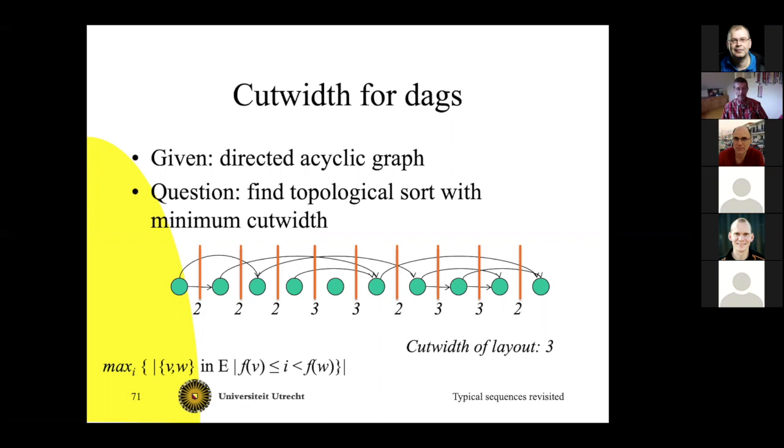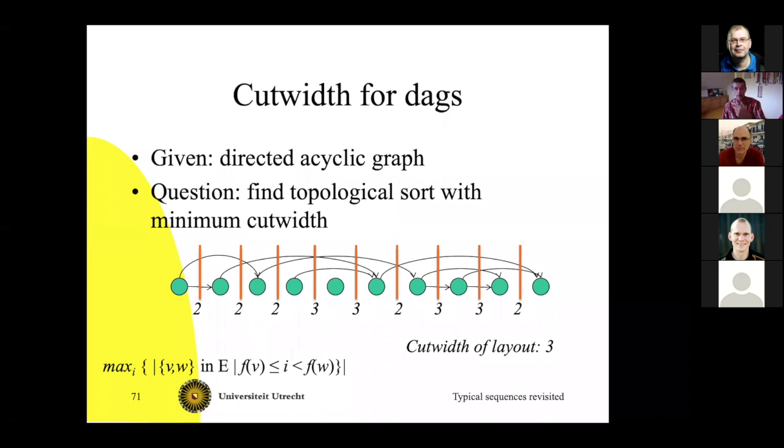And then the cutwidth is the number of edges you cut if you look between two vertices. Here in the right corner, you see the mathematical formula, but the picture is probably more clear. At every point between two vertices, you see how many edges you cut if you go there. So how many edges have one endpoint left of it, and the other endpoint right of this cut. And now the cutwidth is just the maximum over all these cuts. So in this case, we have cuts of 2 and 3. So the maximum is 3. So this is a layout or topological sort of cutwidth 3. And the problem is to find such an ordering, a topological sort, where this cutwidth is as small as possible.